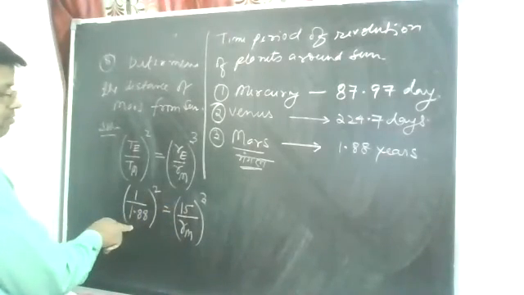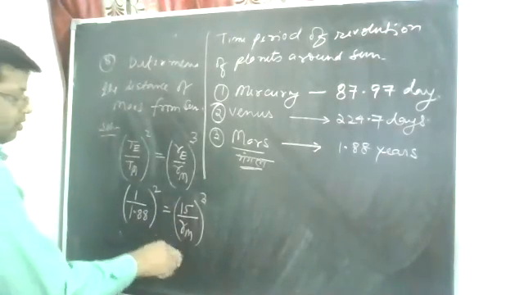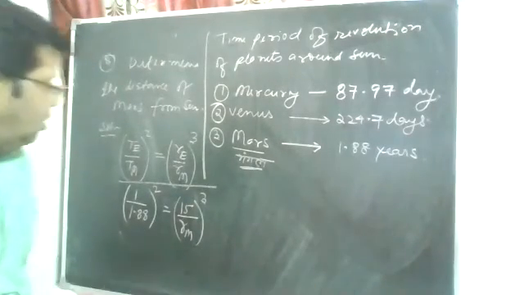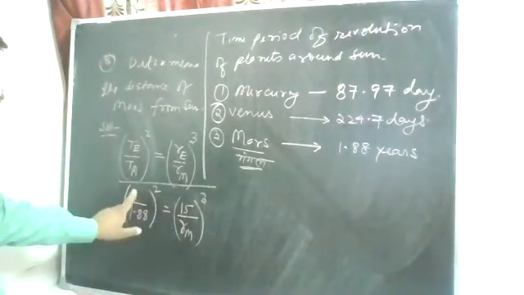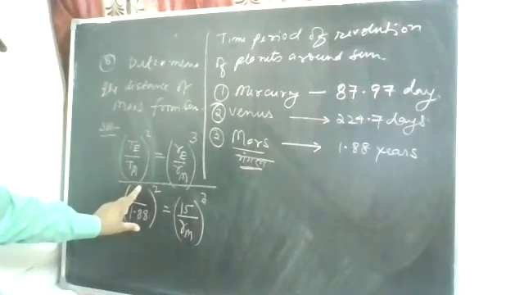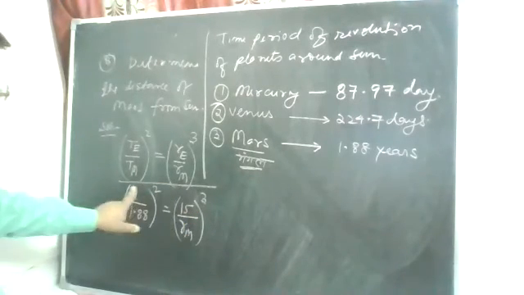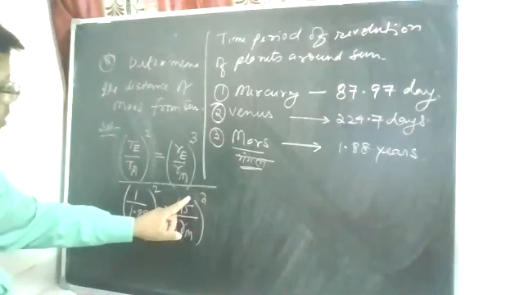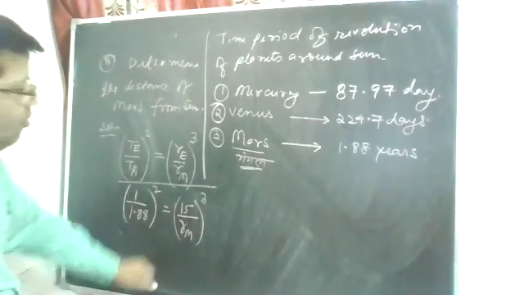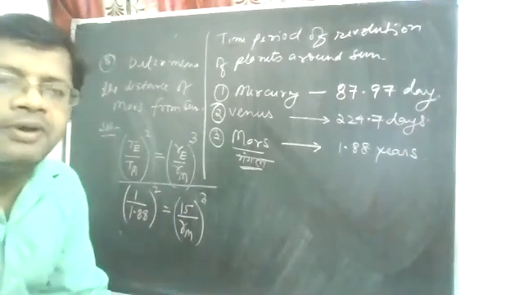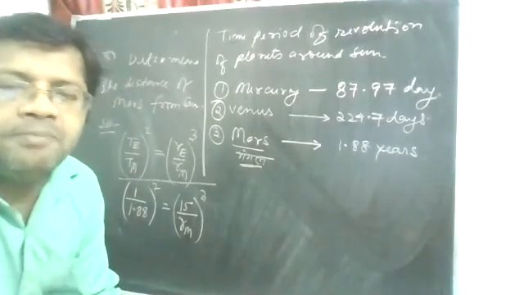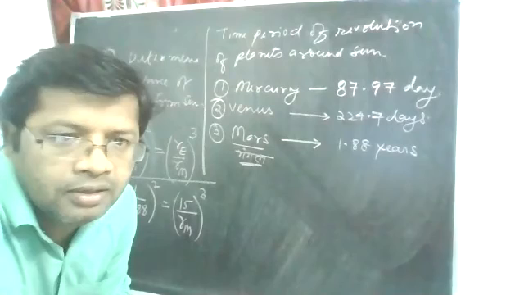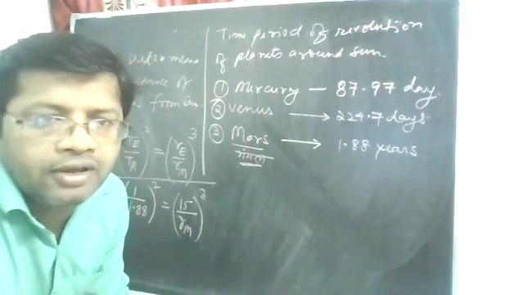Take the squaring, take the cube. Now how will you solve? You can easily solve. Just take the squaring, take the 3 to the other side so there will be a cube root, revert the equation, take 15 crore to the other side, and you can find the distance of Mars from the Sun by using the third law of Kepler's.